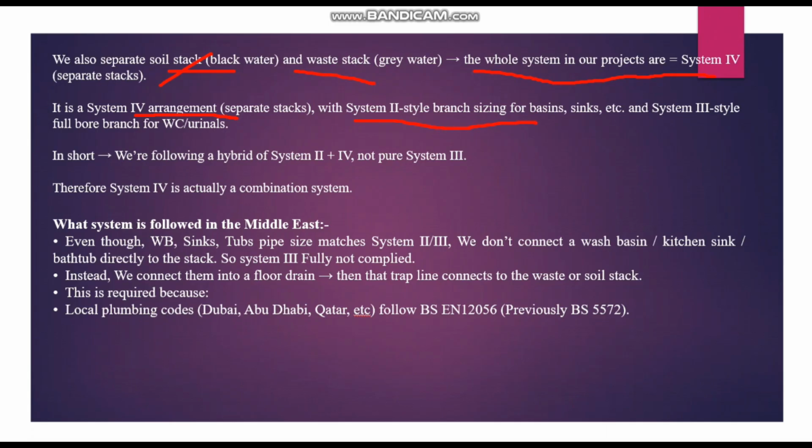So system 2 is what? It's a 50% filling. So we will go with the system 4 arrangement, but the filling degree of 50% we will follow. So this is like a combined approach. So we are following a hybrid system of system 4 plus system 2, not system 3. This is the combination of systems we are normally following for the pipe sizing. So this is the practical thing we need to understand first.